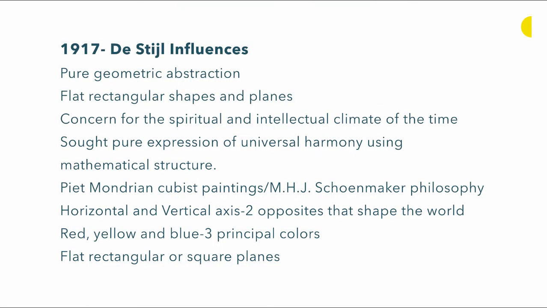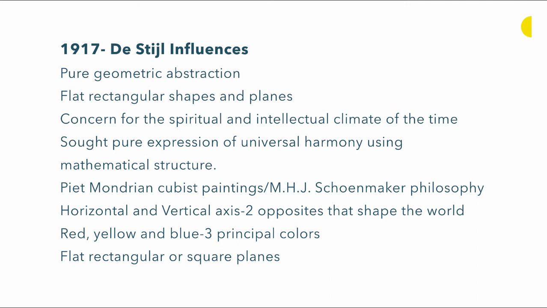The De Stijl movement was launched in the Netherlands in the summer of 1917 by its founder and guiding spirit, Theo van Doesburg. De Stijl's philosophy and visual forms developed from the pure geometric abstraction in the paintings of Piet Mondrian, who was influenced by the Cubist painting and the philosopher Schoenmaker.